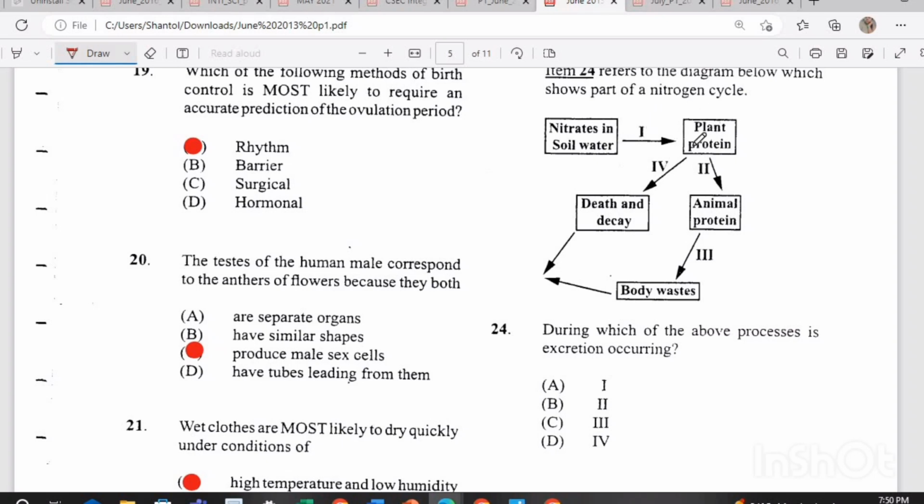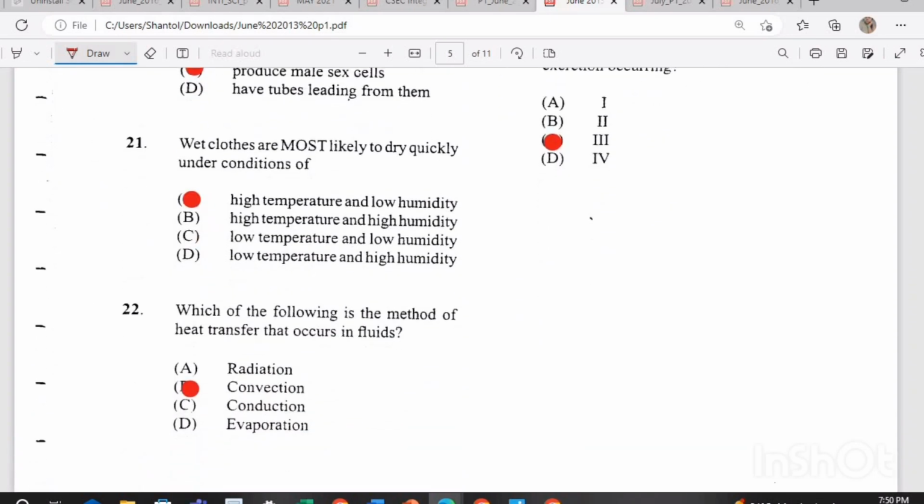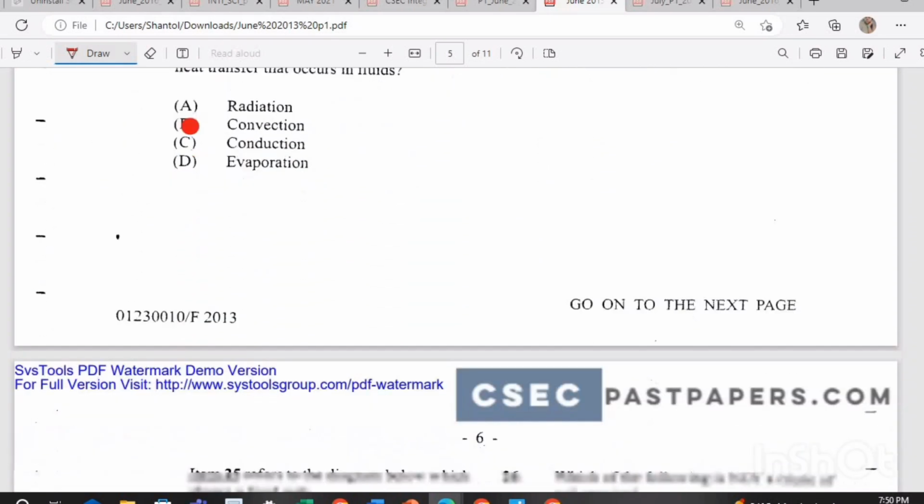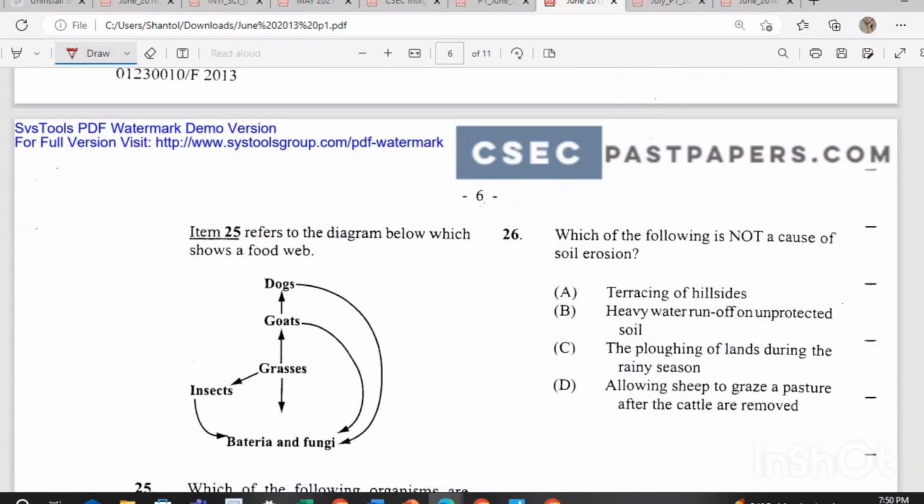Is it I, II, III, or IV? The answer is C, III, because it's showing animal protein going to body waste. Remember, excretion has to do with the getting rid of metabolic wastes from living organisms.